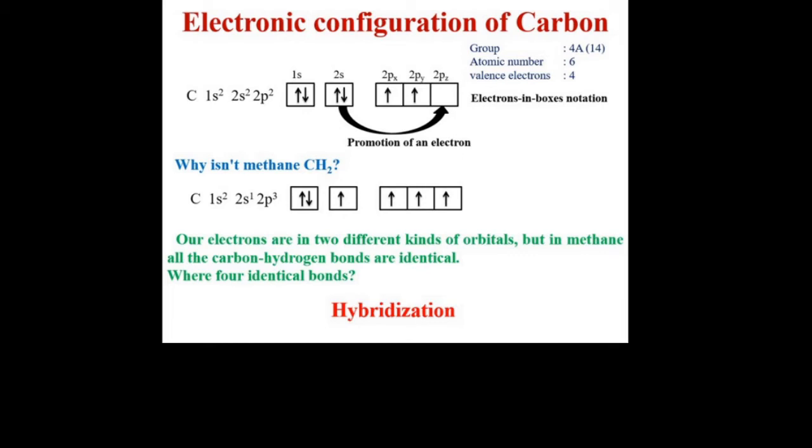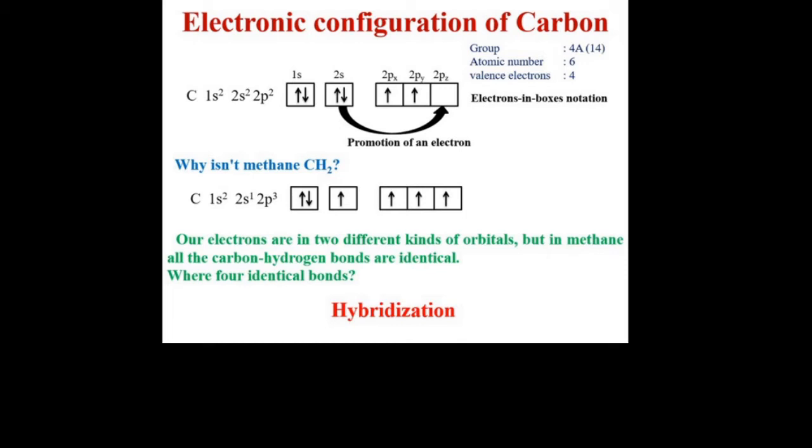The extra energy released when the bonds are formed more than compensates for the initial input. That is, the initial input by the carbon is compensated by the extra energy released during the 4 bond formation. That is, 4 bonds are formed instead of 2 bonds. Here you can see the promotion of an electron from the s orbital to the p orbitals for bond formation. Now we have 4 unpaired electrons.